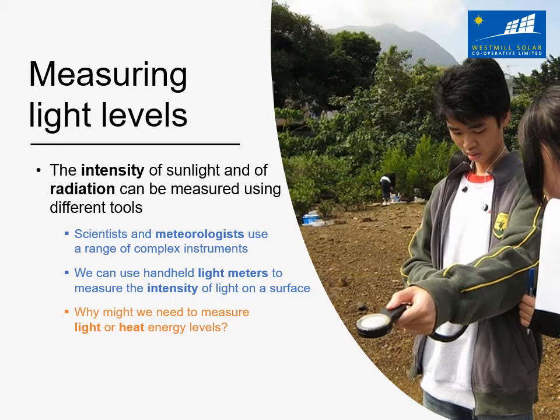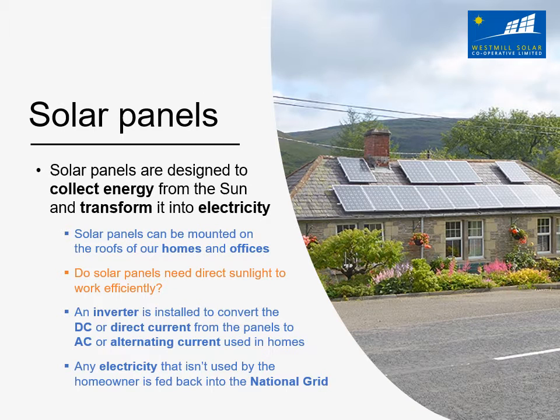We've talked about some of the reasons scientists and meteorologists need to take measurements, but why might we need to measure light or heat levels? A reason might be for horticultural or agricultural applications, so that's gardening or farming, to help us understand how plants might grow, or in order to make weather predictions and get UV warnings, so that we can cover up in response, or even to enable those working in solar energy to calculate how much electricity a solar energy installation will produce.